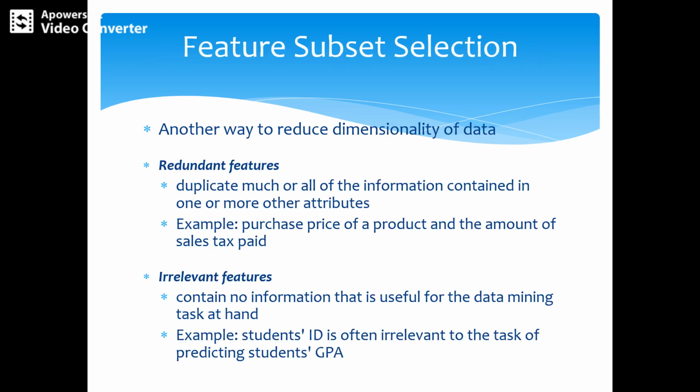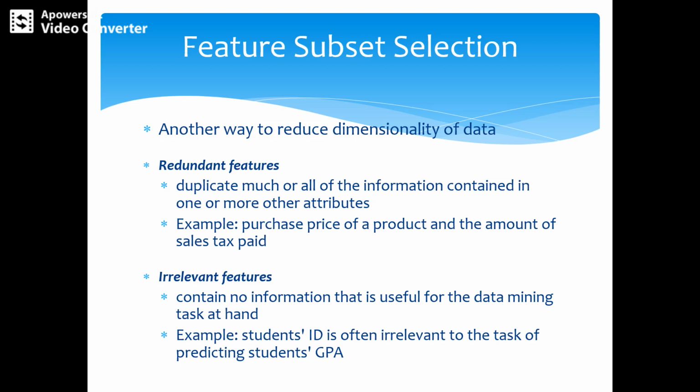One more technique is feature subset selection, as the next data pre-processing step. This is also another way to reduce the dimensionality of the data. Besides PCA, this feature subset selection is another way.